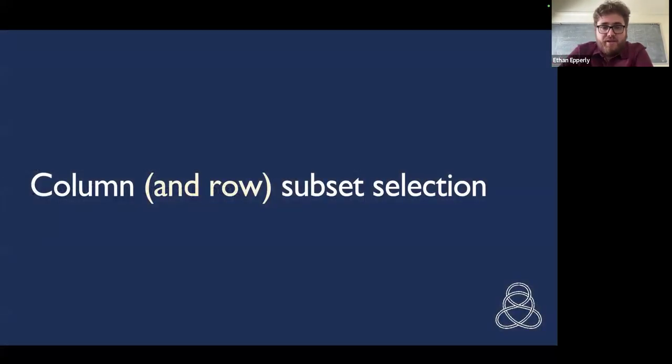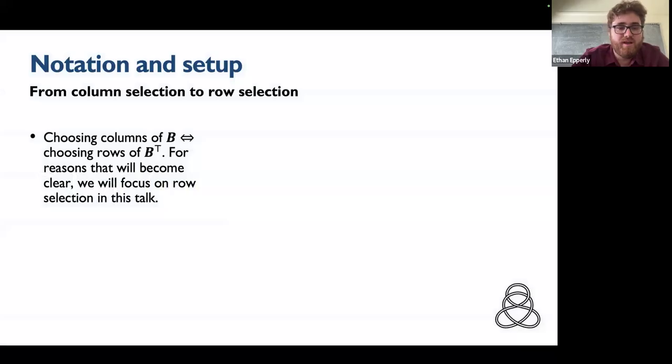All right, so let me begin by talking about column subset selection. So I'm actually going to do a little bit of a sleight of hand. The popular term in the literature for this problem is column subset selection, but I'm going to immediately change to the problem of row subset selection. And this is fine because the columns of a matrix B are just the rows of B transpose. So these are basically equivalent problems, picking columns of B, picking rows of B transpose. And I'm just going to fix, for the rest of this talk, to pick rows.